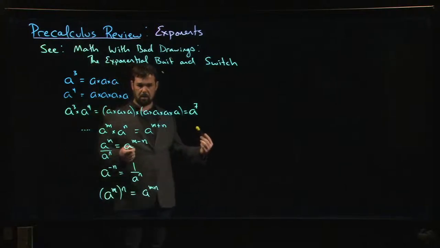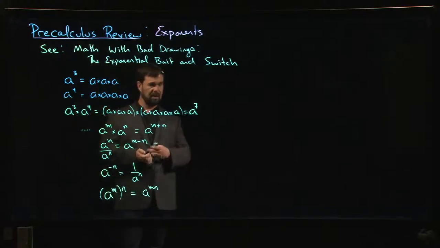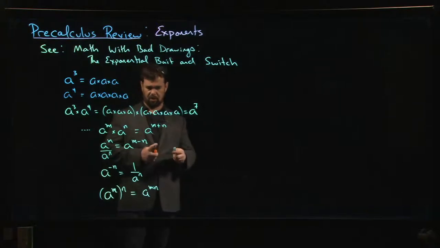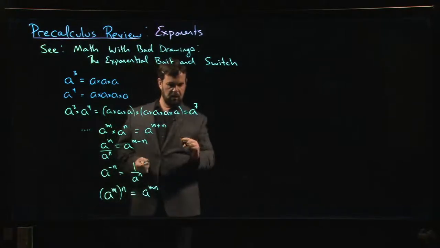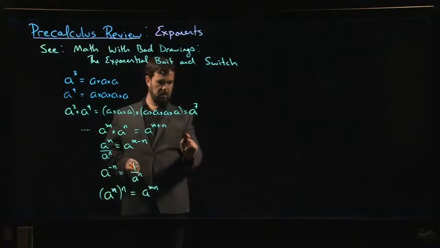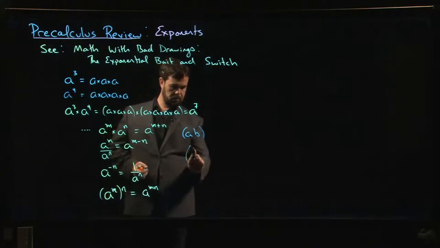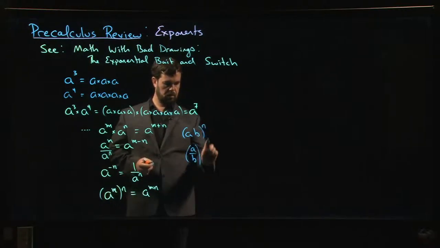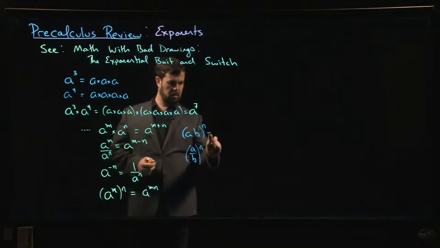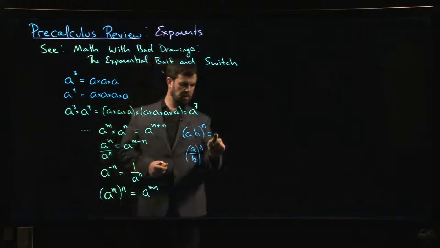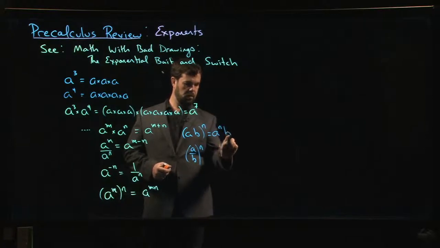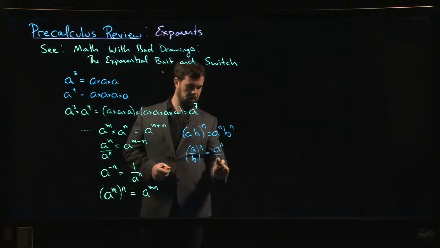There's another one that comes up maybe less often for calculus, but I suppose it still comes up. You might be dealing with cases where you have either a product or a quotient that you want to raise to a power. And in this case, you can distribute the exponent to both terms, right? a to the n over b to the n. Okay?